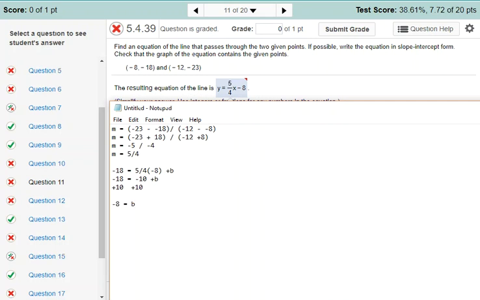Okay. Back into the equation, y equals mx plus b. I already found m. M was 5/4, and I just found b as negative 8, so I'm going to write negative 8. So that would be the equation of this line. And that matches what we had up here.